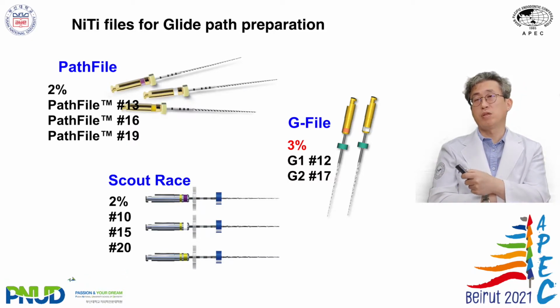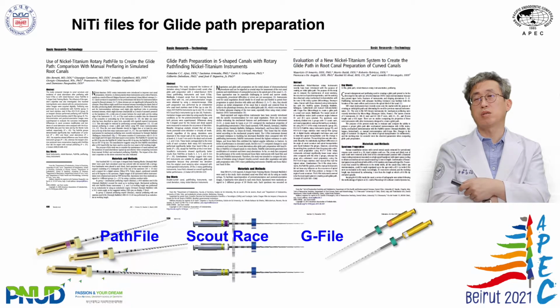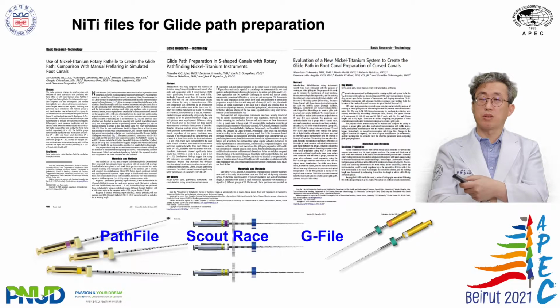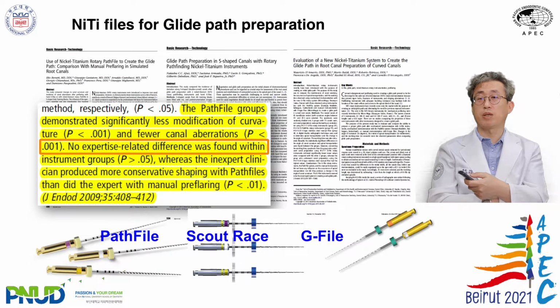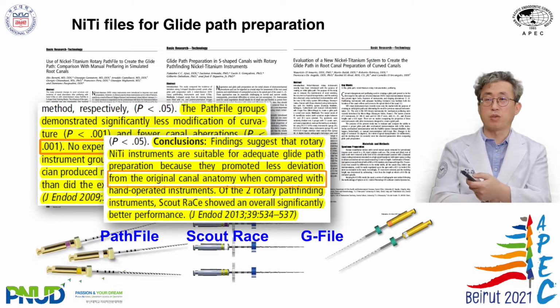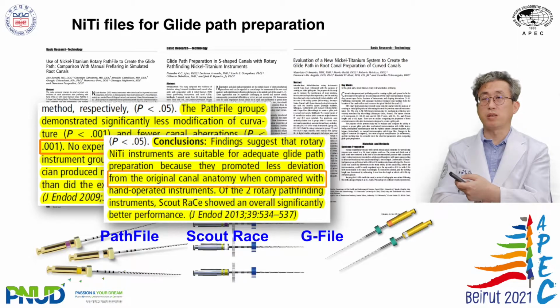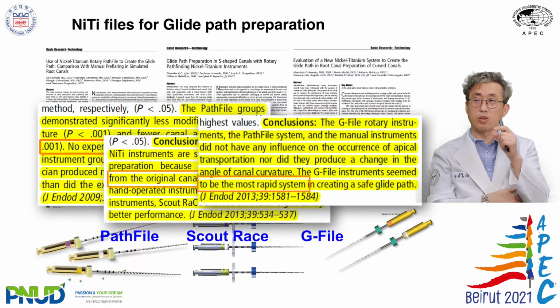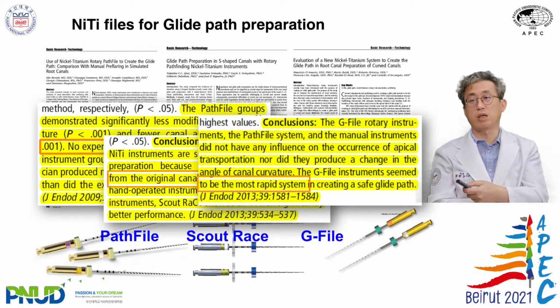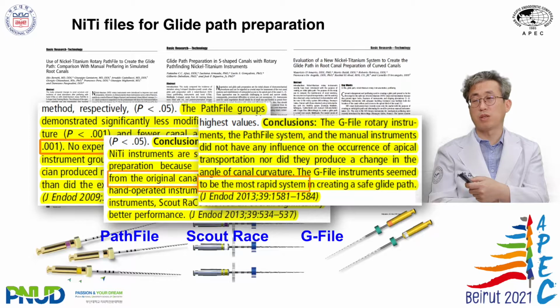All of these are very good, and some published articles reported that all of the nickel titanium files are much more efficient than stainless steel instruments. Novice operators can make a good glide path as good as experienced operators, and there will be less deviation and less transportation than the glide path made by the hand instrument. And we can make a good glide path in a much shorter time compared to the stainless steel hand instrument. That is the advantage of the rotary nickel titanium glide path instrument.